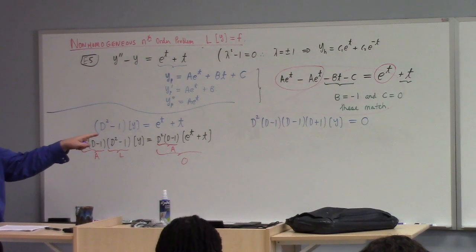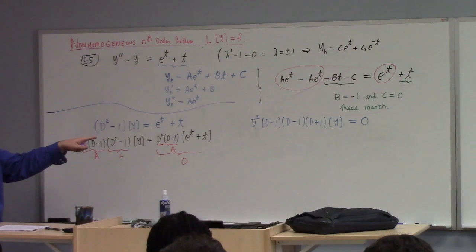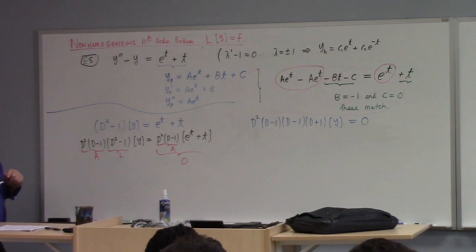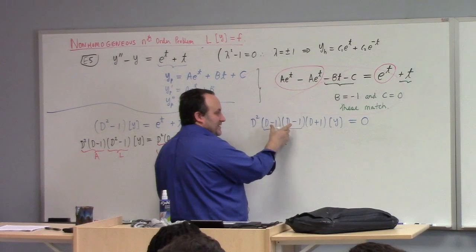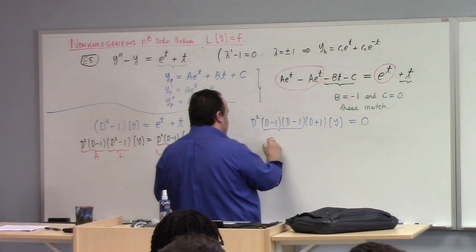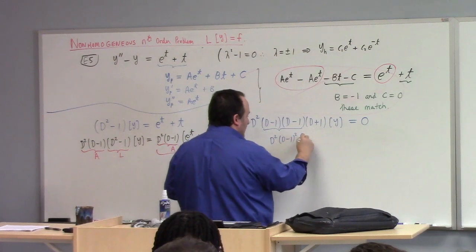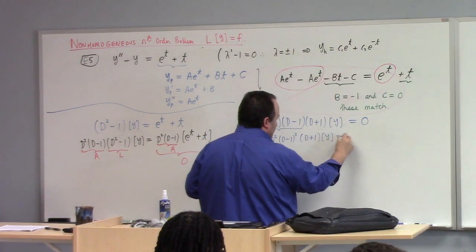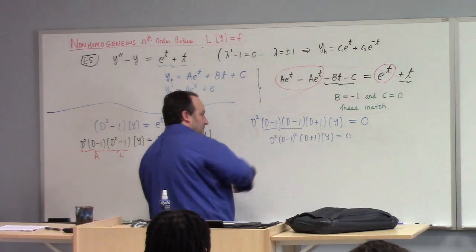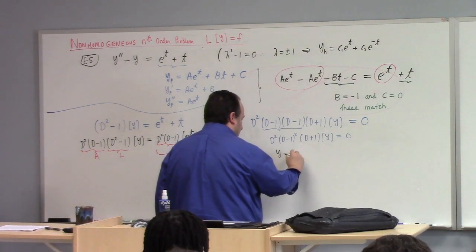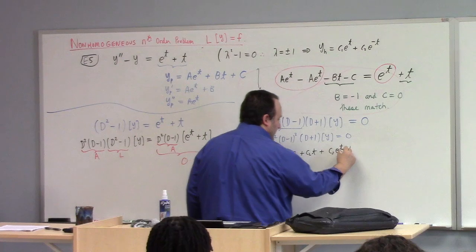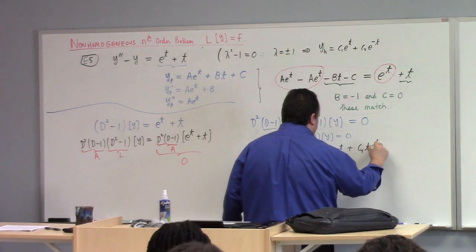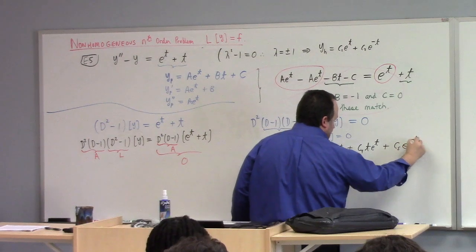Get what I'm saying? Annihilating the differential equation changes the non-homogeneous problem to a homogeneous problem which we already know how to solve. Look at this. The D minus 1 combines, right? So we get D squared times (D minus 1) squared times (D plus 1) acting on y equals 0. This tells me that the solution has the form c1 plus c2 t plus c3 e^t plus c4 t e^t plus c5 e^(-t).